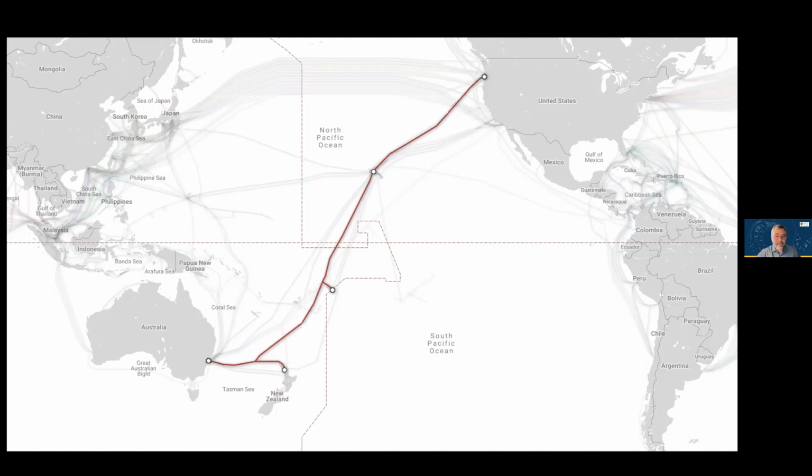This is one of our main links into New Zealand, called the Hawaiki cable system. It was put in about six or seven years ago and was partially funded by REANNZ and the New Zealand government in order to increase research connectivity in New Zealand. It's a very complex cable system that runs from Oregon to Hawaii, down to New Zealand, and over to Australia as well. And these links happen all over the world.